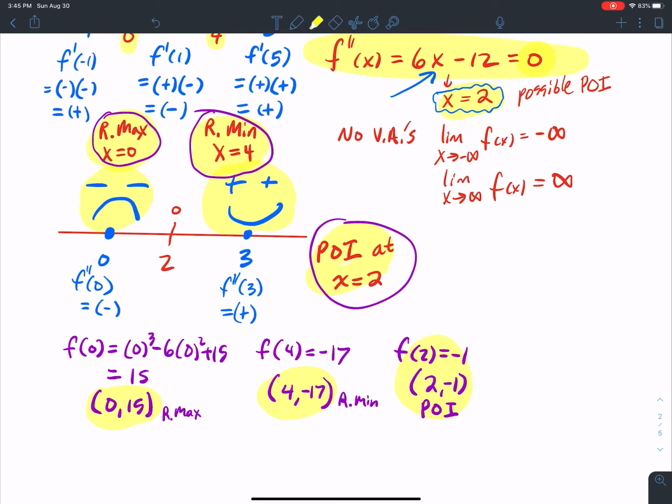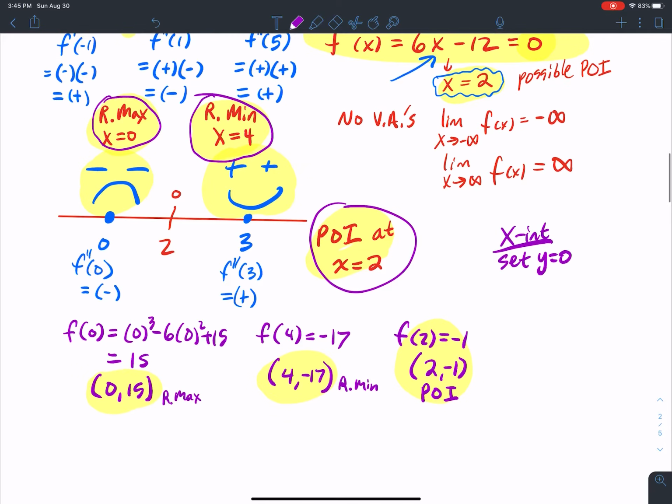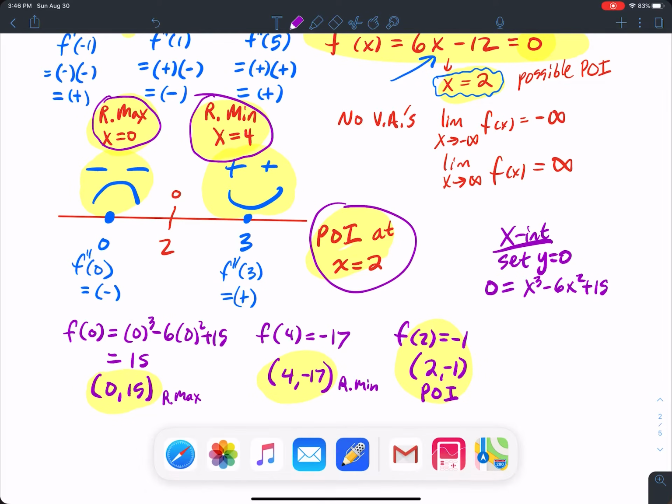Okay, what else do I want? Well, once I plot these points, I want to plot them along with the x-intercepts and the y-intercepts. So if you'll recall, to get an x-intercept, what I need to do is set y equal to 0. So here in this case, f of x is y, so 0 equals x cubed minus 6x squared plus 15. If you can factor that, you're better than I am. I don't know how to factor that, so what I'm going to do is go into my calculator and type in the function.